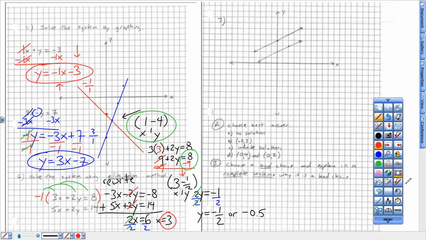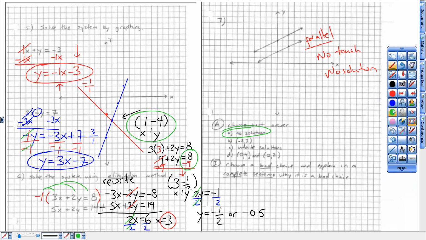All right, here we go. Next problem right here. Knowing that these are parallel. Parallel lines, no touch. That's going to be no solution. All right, which is this guy right here. Now in a complete sentence, here we go. Complete sentence, pick a bad one. Remember, you're picking a bad one. So like maybe this guy right here. And then a complete sentence, here we go. Explain why that's a bad choice.